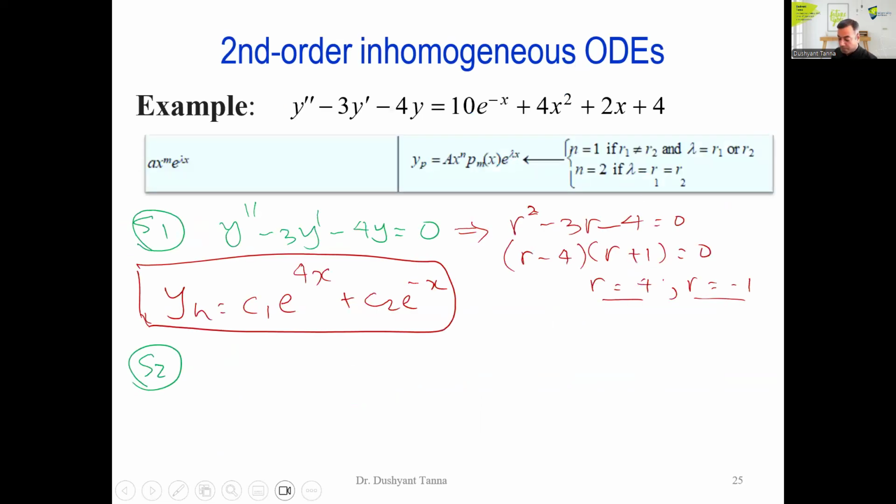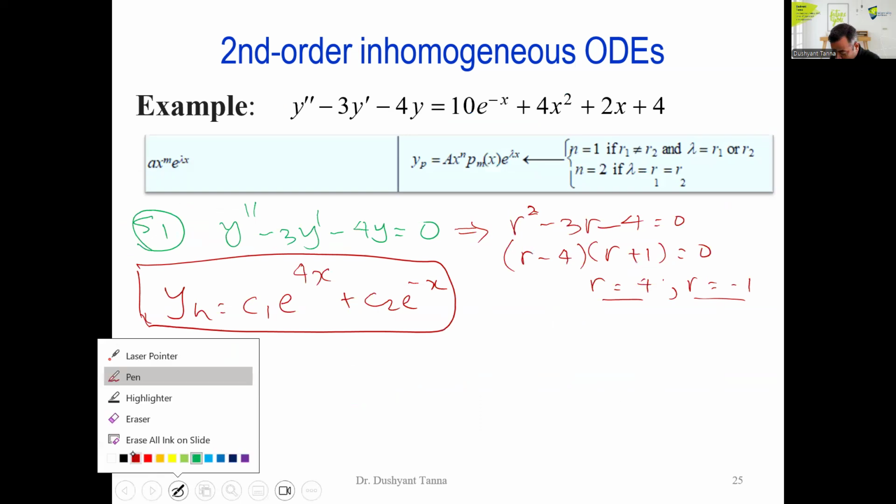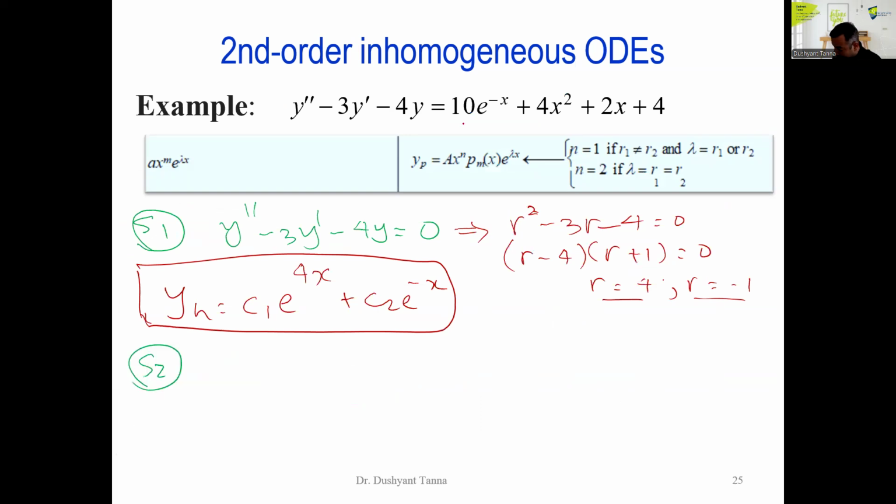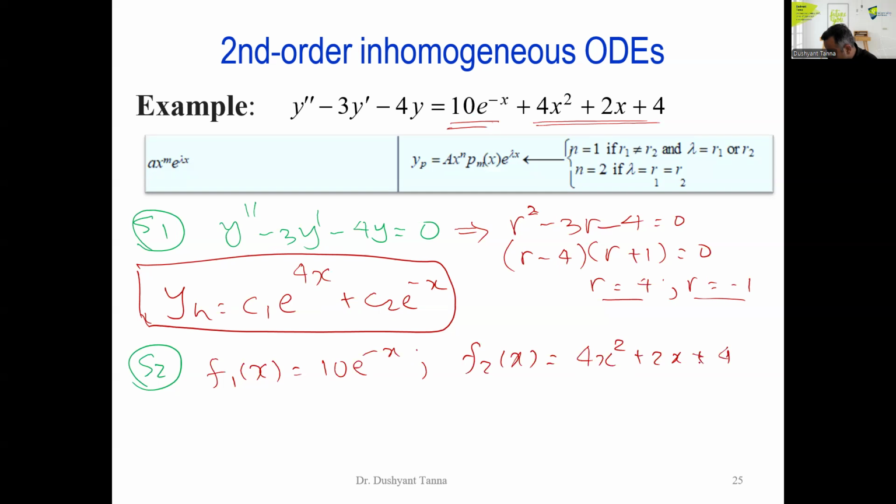Right. So for our YP, what I will have to do is separate it out, and talk to them individually. So let's say my first F1(x). For that, I will have YP1. First, F1 is 10 e raised to minus x, and F2(x), which is 4x squared plus 2x plus 4.